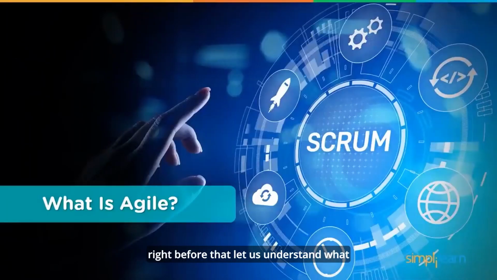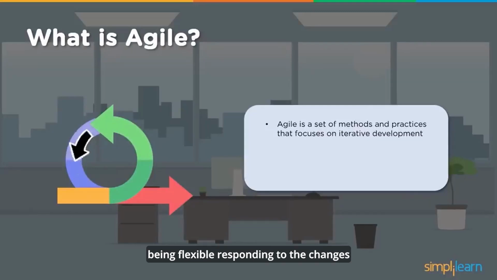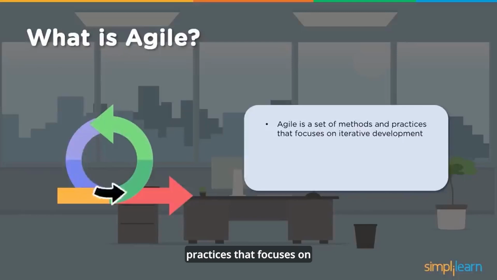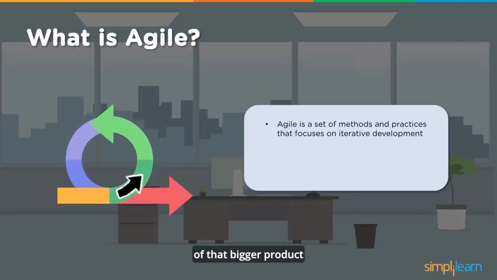Before that, let us understand the meaning of agile, what it means, and why we should adopt agile. Agile means moving faster, being flexible, responding to changes. Agile is a set of methods and practices that focuses on iterative development. Why iterative? In each iteration, agile methodologies help us create a working piece of the software product, which helps us make quick corrections to that piece. This is not the whole product, it is part of the bigger product.